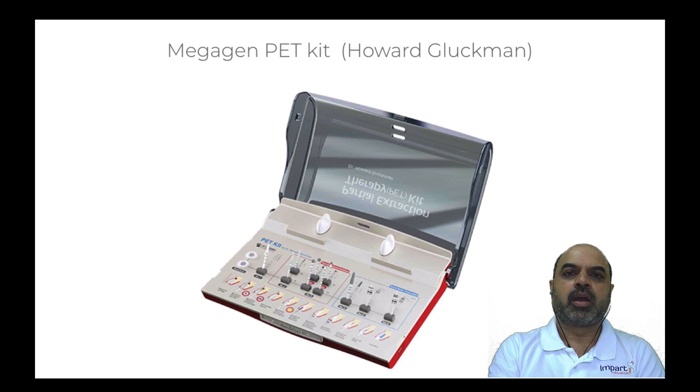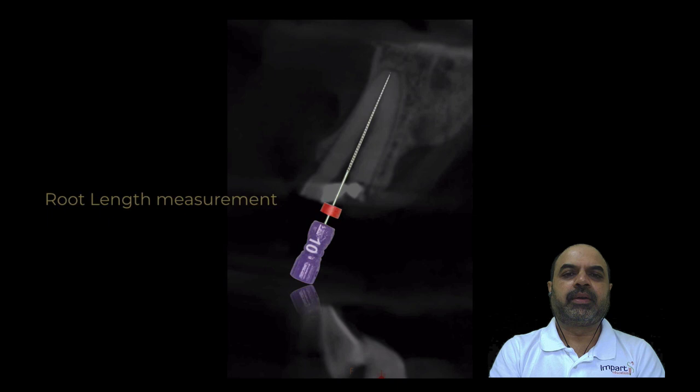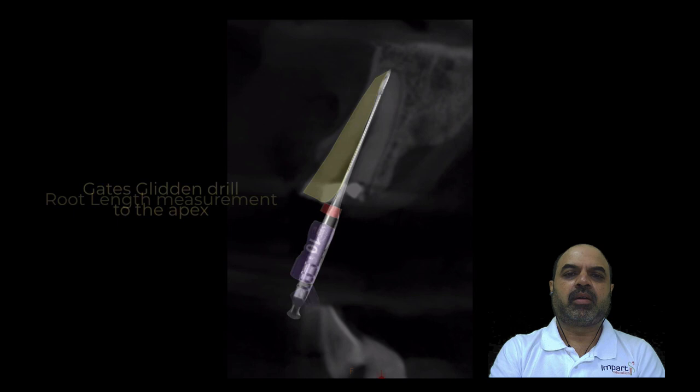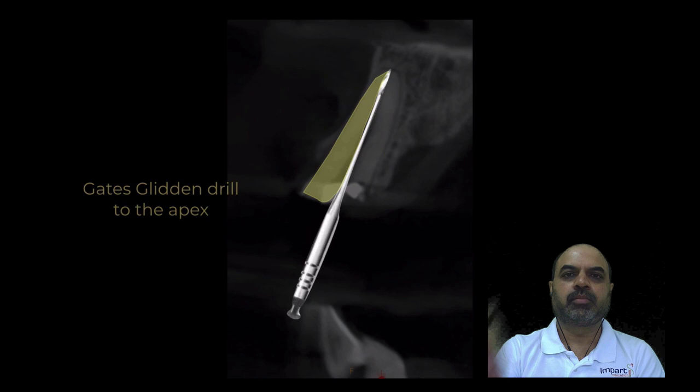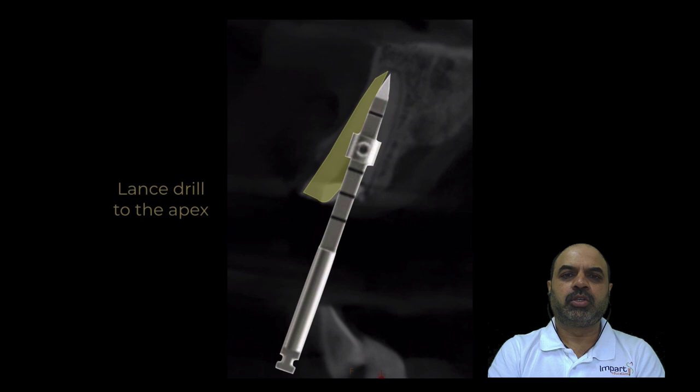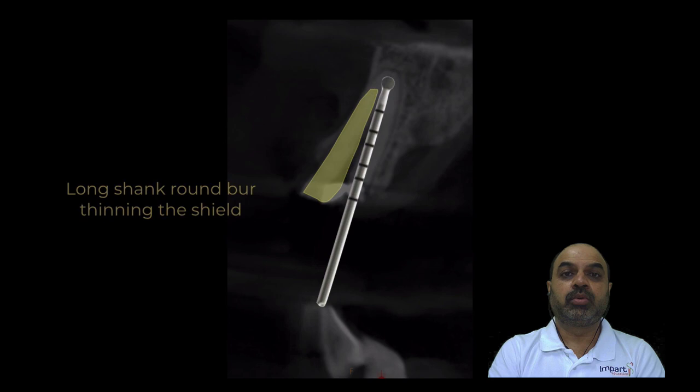So we initially start off entering the root canal and measuring the root length. This is the first step. Once the root length is measured, we start using the Gates Glidden drill. Now this could be a case where there was old endodontic material. So using the Gates Glidden drill, going all the way to the apex, we try to remove all the gutta percha from inside the root canals. Following that, a lance drill is used, again following the same path, going down to the apex of the root after the Gates Glidden drill. And then using small headed round burs with very long shanks, which will enable us to go all the way down to the apex and eliminate all the apical part of that root.